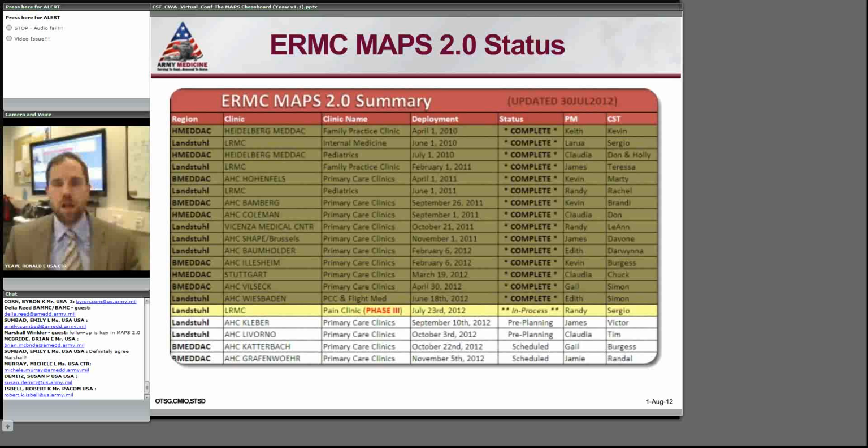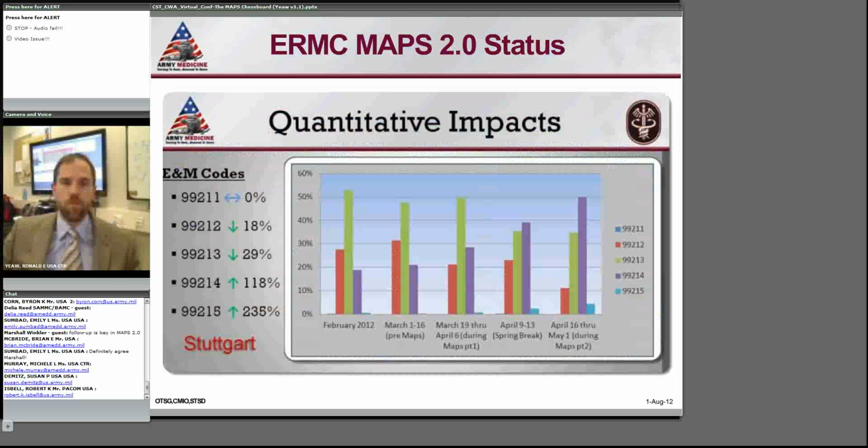But the value of ERMC and what I think we bring to the MAPS 2.0 isn't specifically the fact that we're getting after our schedule. I think what's unique about our approach is our results. So I'd like to take a few moments and go through some of these results. For example, here are some E&M scores that we got out of Stuttgart.